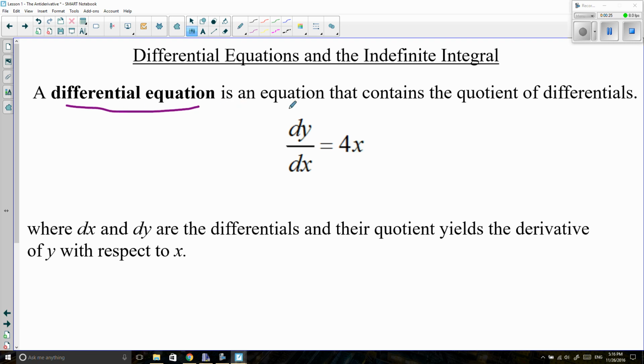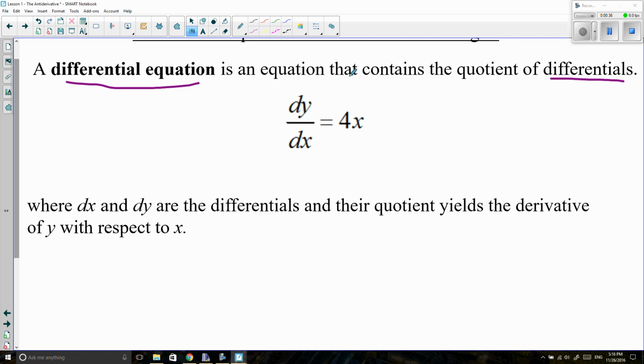So a differential equation is an equation that contains the quotient of differentials, which are derivatives. So dy/dx is equal to 4x. This is what we call a differential equation. And this looks familiar. We've worked with this in derivatives. dy with respect to dx is a derivative. And so dx and dy actually do have names. They're called differentials. And when we take the quotient, we get the derivative of y with respect to x. So this isn't new. I'm just calling it something different. I'm calling it a differential equation.